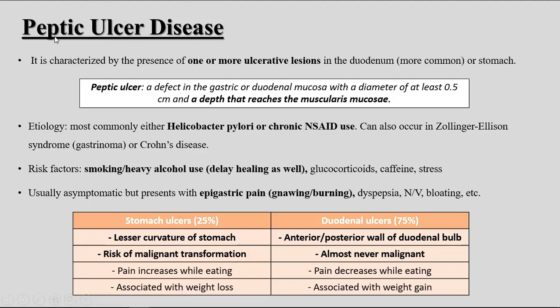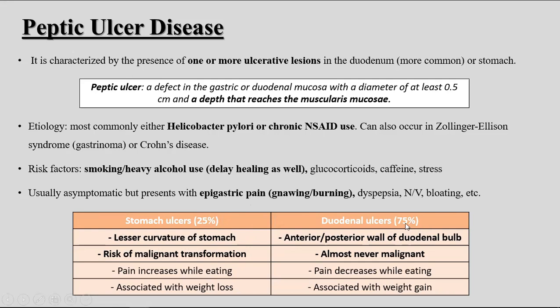Usually peptic ulcer disease can be asymptomatic, so the patients don't really present with any symptoms, but if they do, the most common thing they're going to complain of is epigastric pain, and they're going to typically describe it as a gnawing or burning pain in the retrosternal epigastric region. Peptic ulcer disease is probably the second most common cause of epigastric pain after GERD. Other than that, it can cause dyspepsia, which is basically indigestion, or you can have nausea and vomiting or bloating.